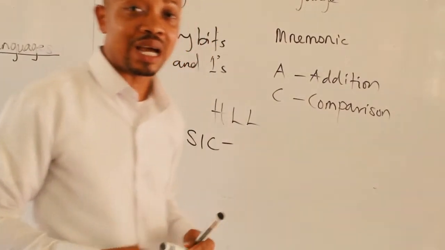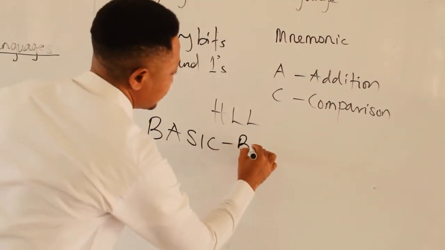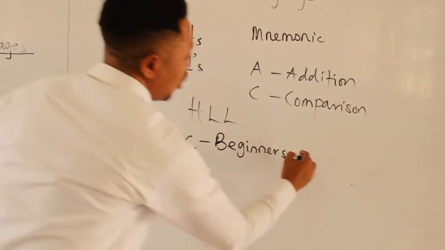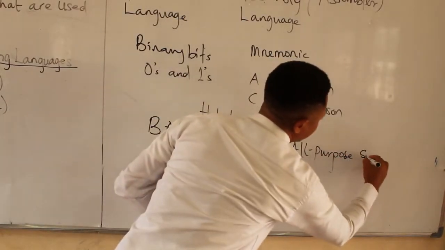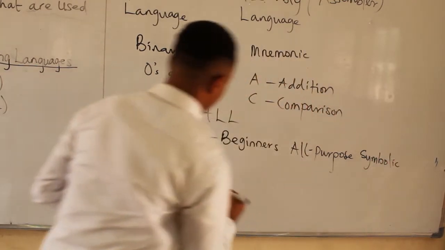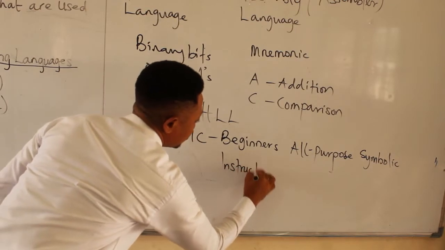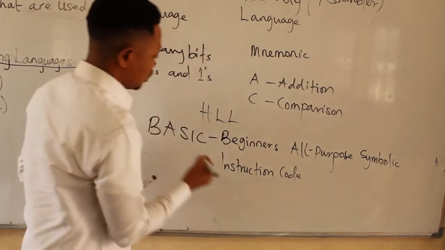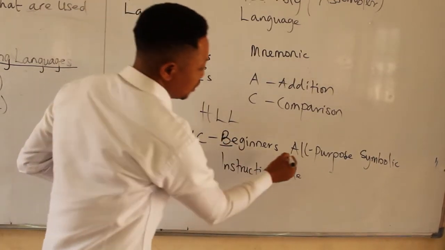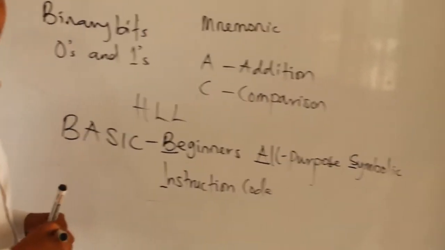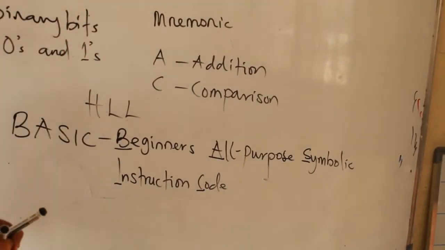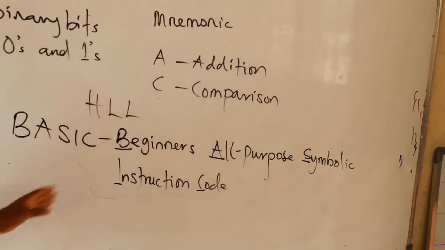BASIC is an acronym for beginners, all-purpose, symbolic, instruction, code. So the B is from beginners, the A is from all-purpose, the S is from symbolic, the I is from instruction, and the C is from code. So BASIC is an example of a high-level programming language. BASIC is closer to the human being than the computer machine.